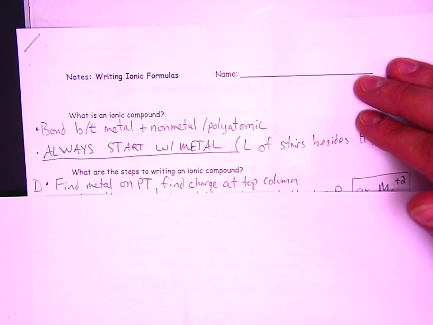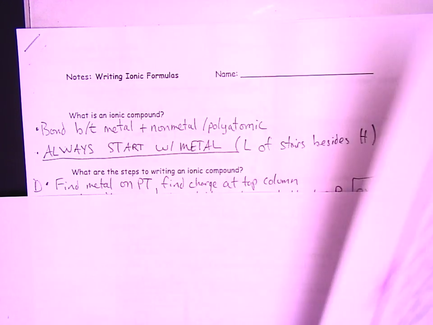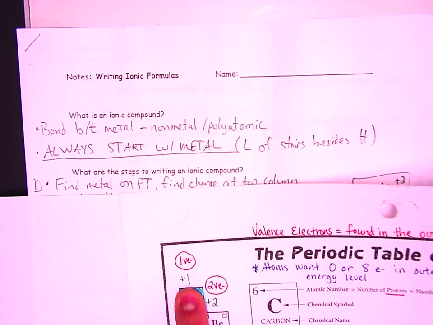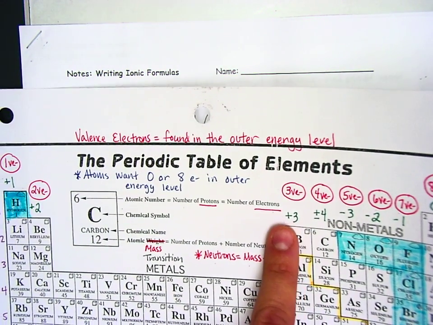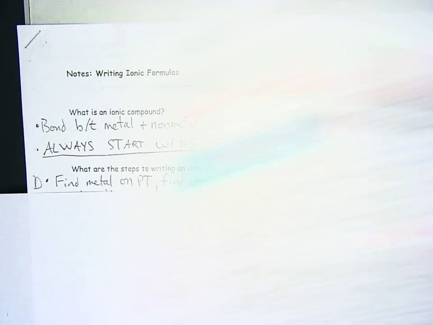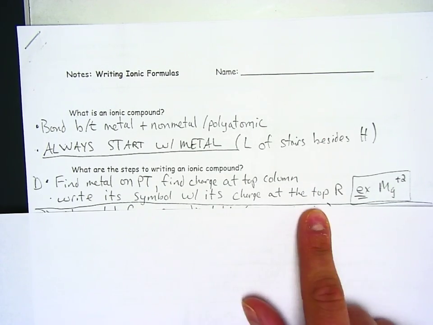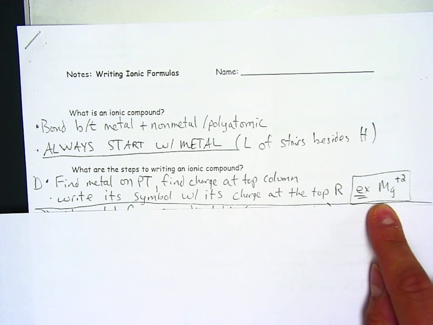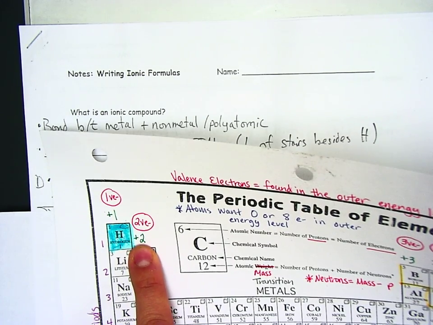First, you're going to find the metal that you're working with in the particular problem on the periodic table. Find the charge at the top, for example +1, +2, +3. Those are your charges for your metals. You're going to write down its symbol with its charge at the top right. So for example, if we are working with magnesium in our compound, we'd write Mg +2 because magnesium has a +2 charge.